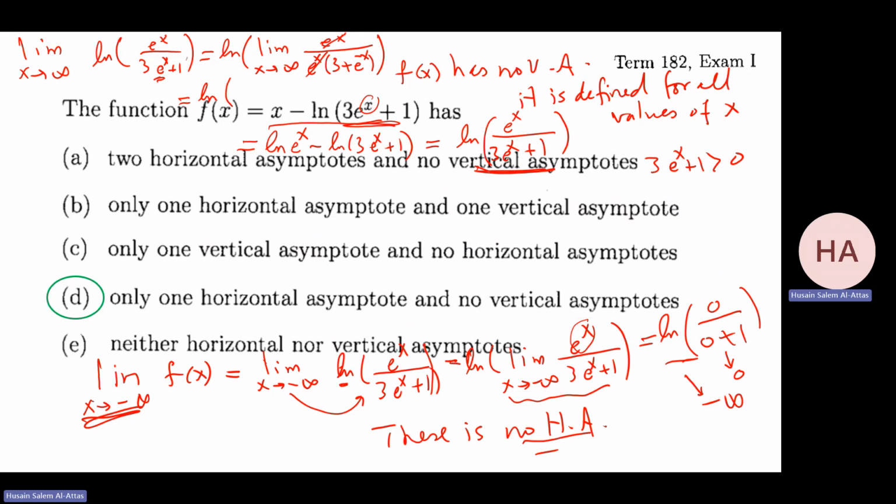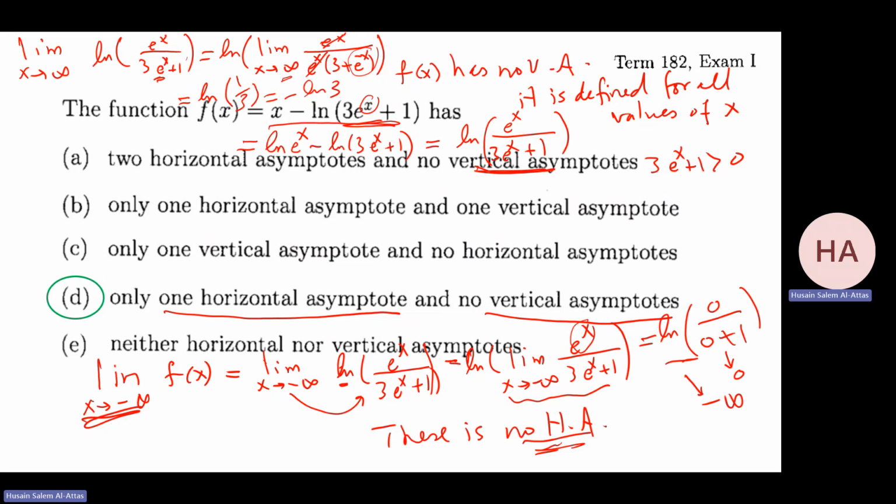Ln of the remaining. Now, as x goes to infinity, this goes to 0. So I have ln of 1 over 3, or minus ln 3. Who cares? So it means how many horizontal asymptotes do we have? One, and no vertical asymptotes.